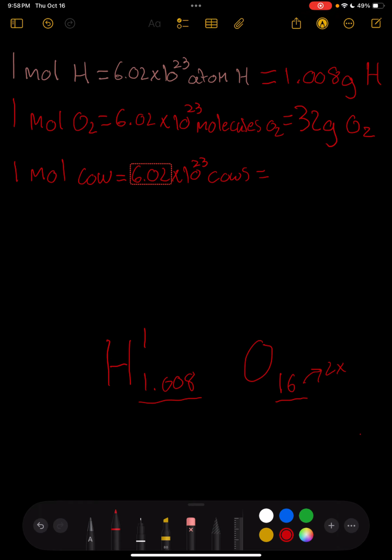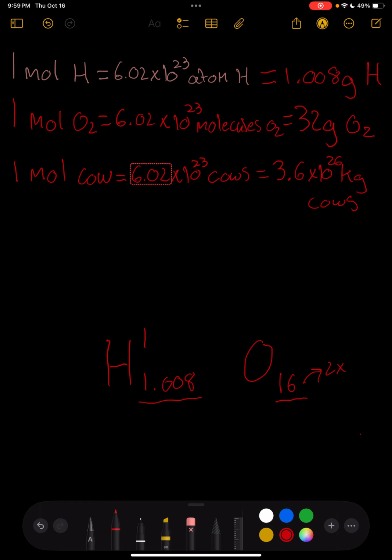But here, we don't have cows on the periodic table. So I just went and I looked up how much on average a cow weighs. Turns out it was 600 kilograms. So I just used that as the atomic mass. And if we use 600 kilograms in 1 mole, and we know in 1 mole there's that many cows, I did the math off screen, but it's going to equal 3.6 times 10 to the 26 kilograms of cows.